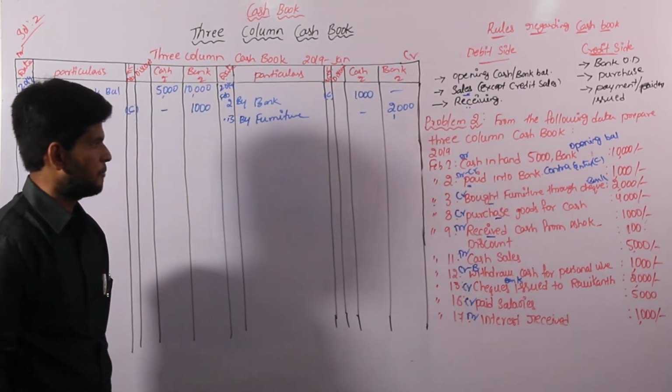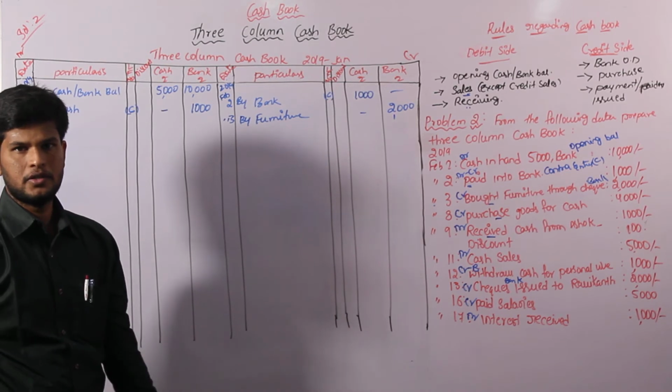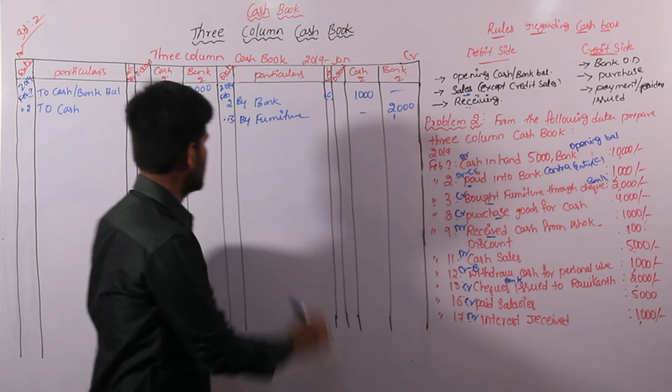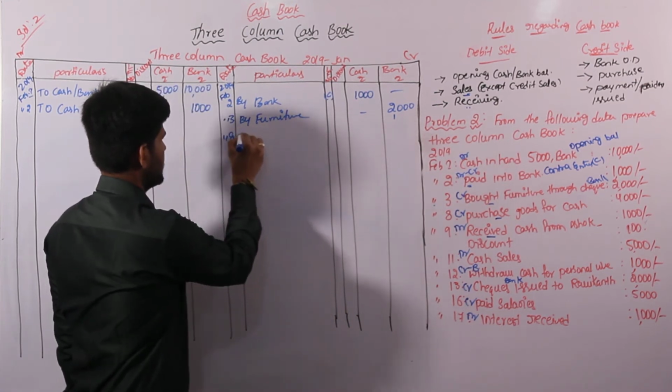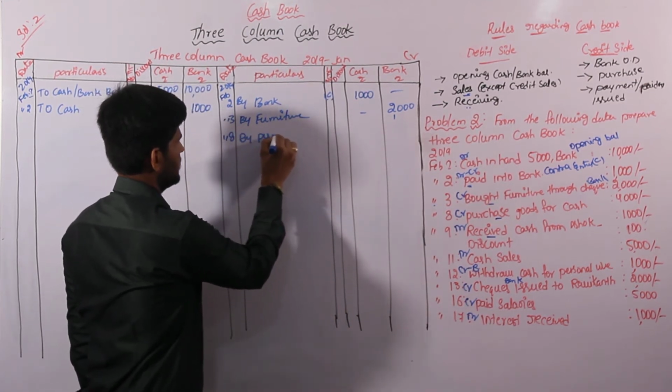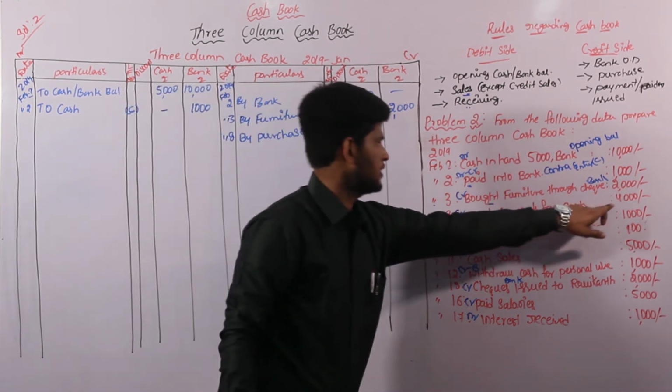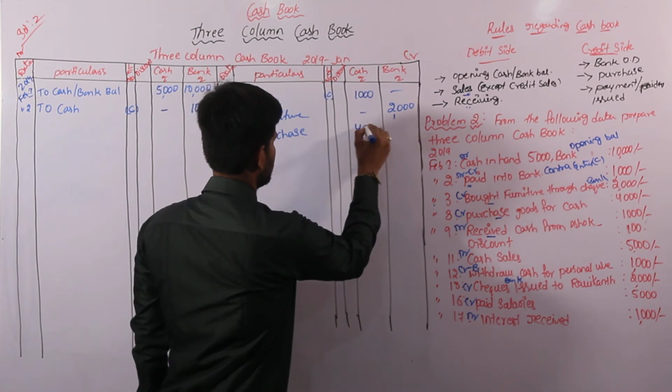And come to the next one, purchase goods for cash. We are purchasing goods by paying and receiving cash. So it is a cash transaction, that is on the 8th. Purchase is a debit, credit, check transaction. By purchase, the value is 4000. In the cash column we have to write.